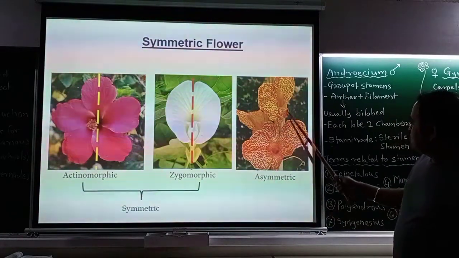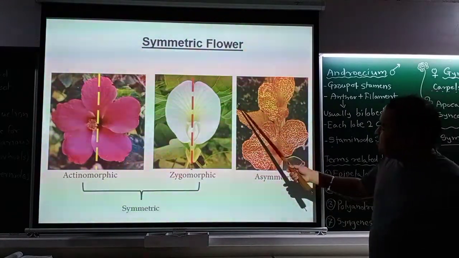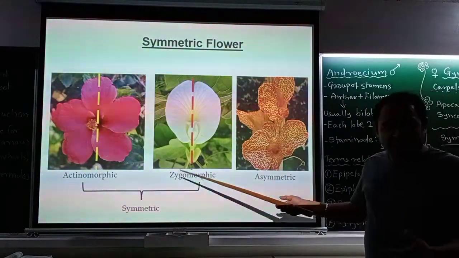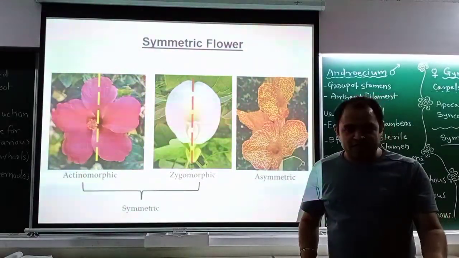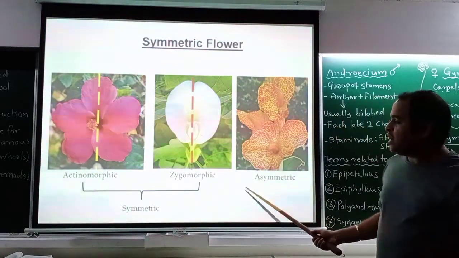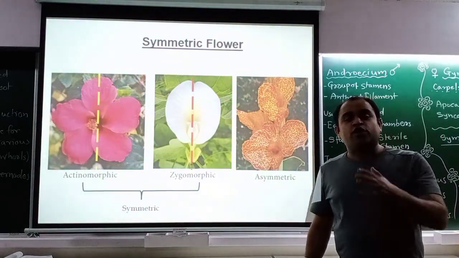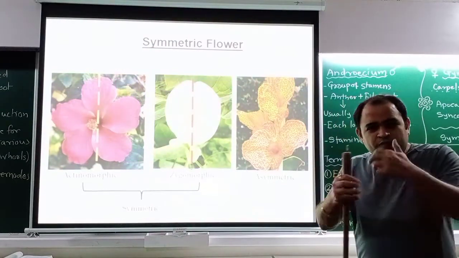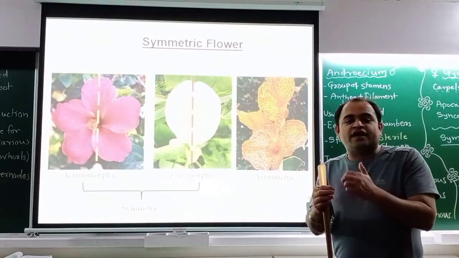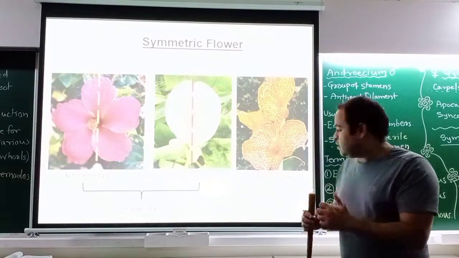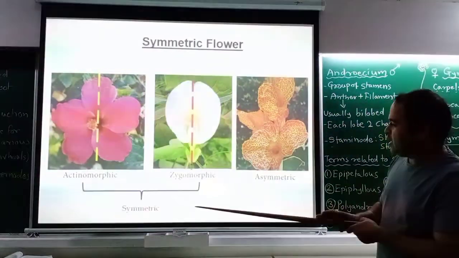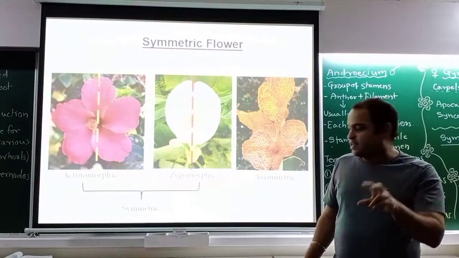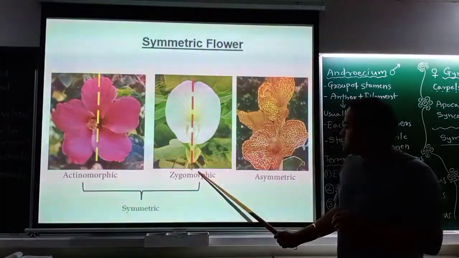Symmetric types of flowers are the flowers where you can cut them in the desired plane and you can get two equal halves. Asymmetric flowers are the flowers which you cannot divide into two equal halves. So odd petal formation or petal arrangement can be seen with the asymmetric type of flowers. Symmetric types of flowers are divided into two major categories, that is actinomorphic and zygomorphic.